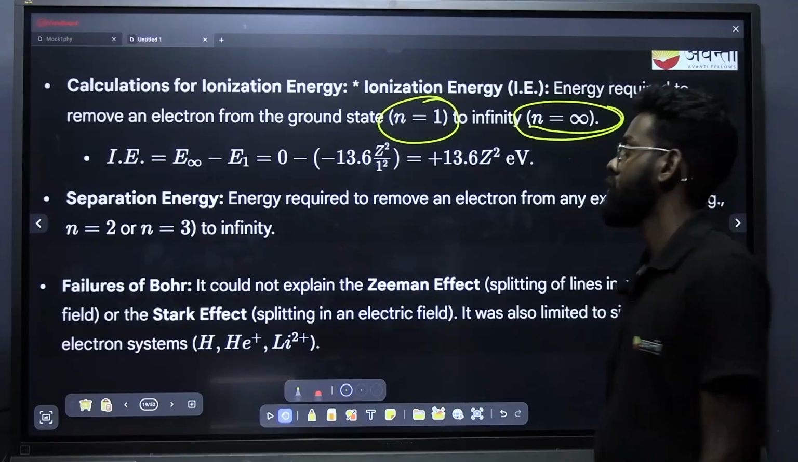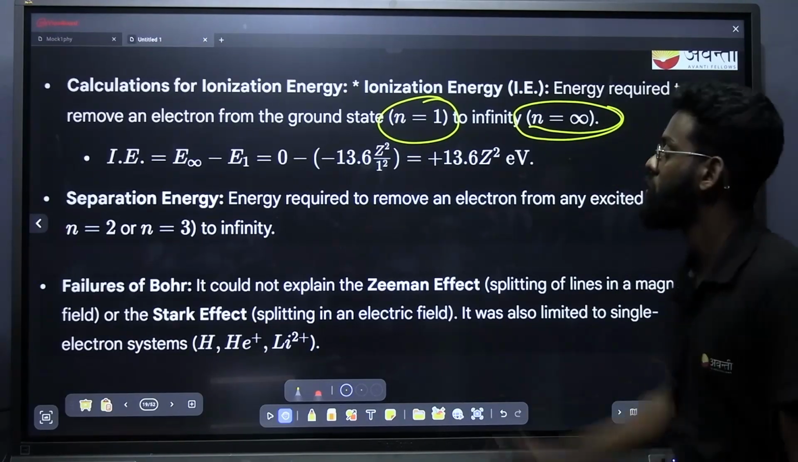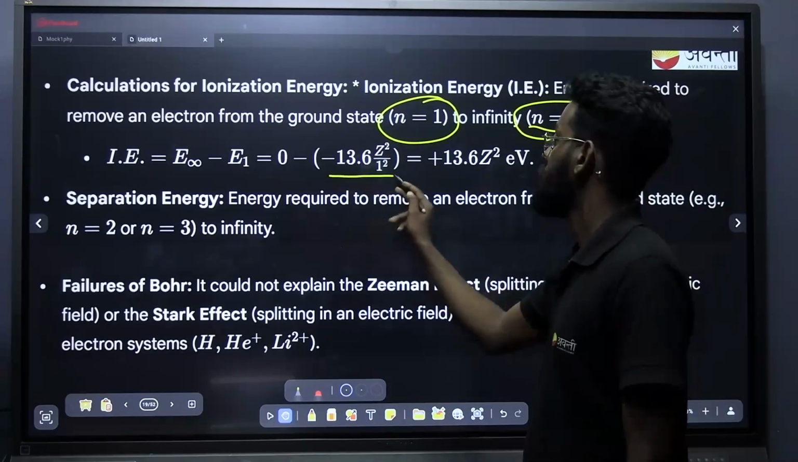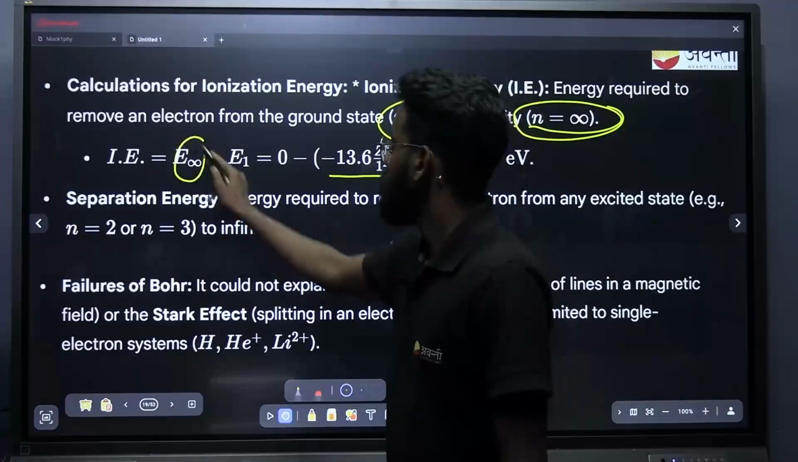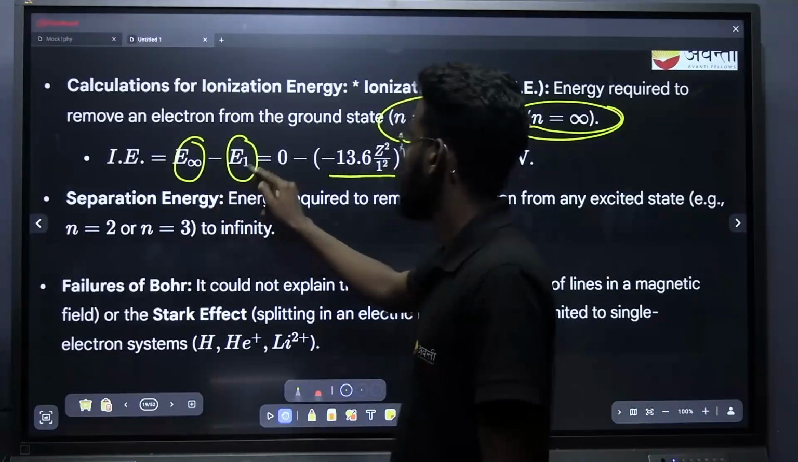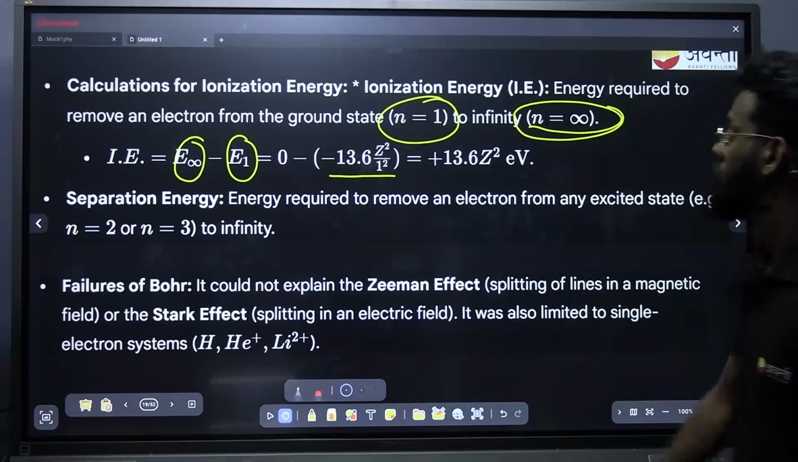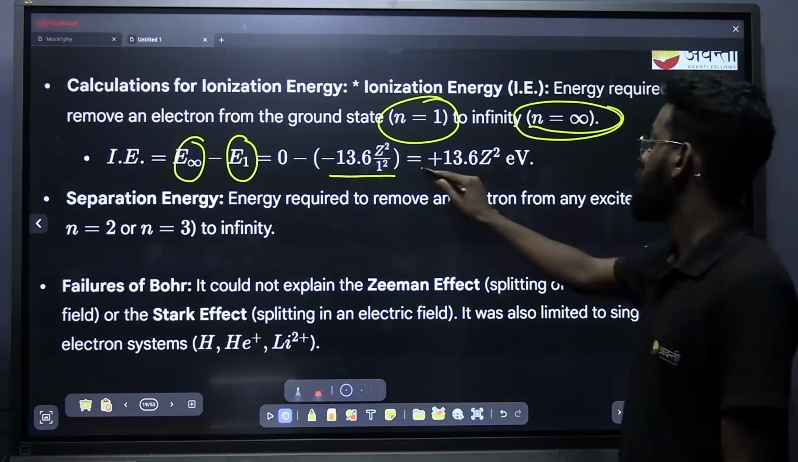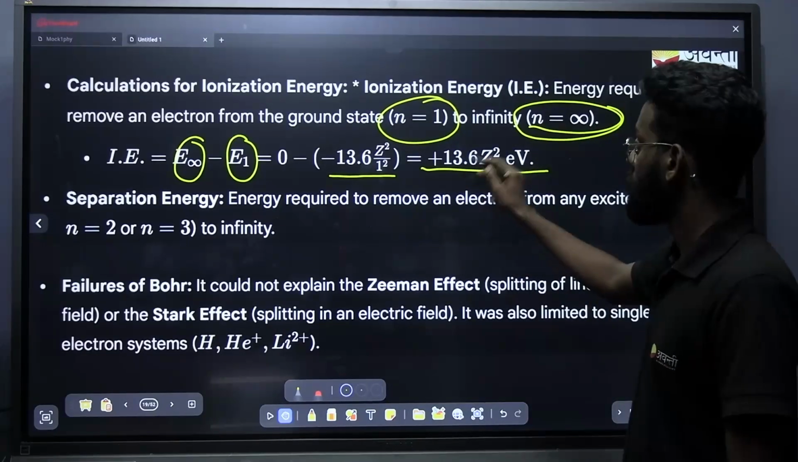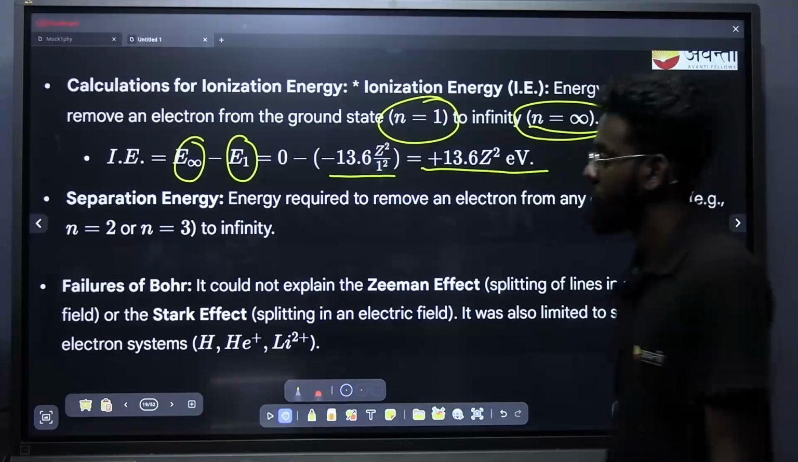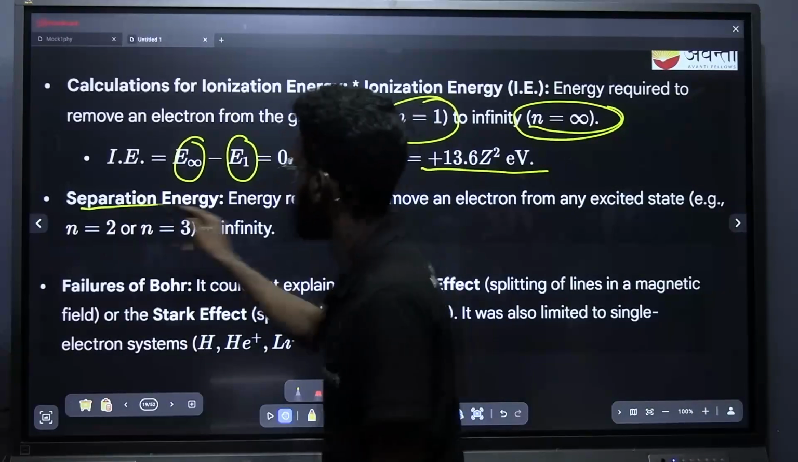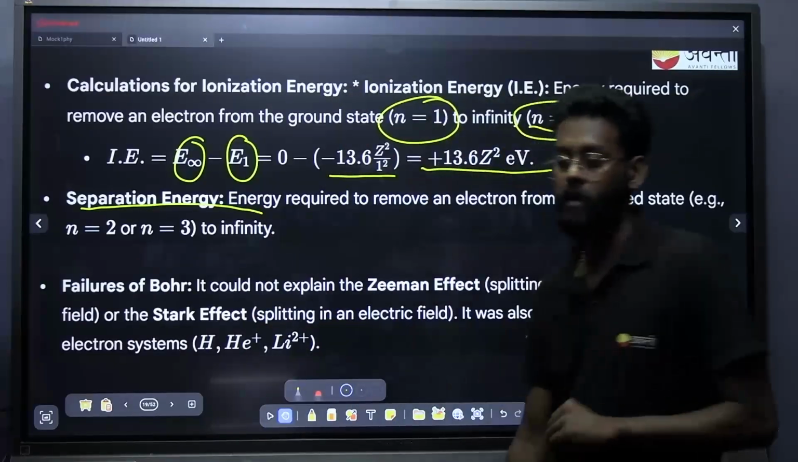That is what ionization energy. We will be using the equation minus 13.6 into Z square by 1 square. That is E infinity minus E1, higher energy minus lower energy. And for hydrogen-like species, the ionization energy is nothing but the energy of the first orbit, 13.6 into Z square electron volt.